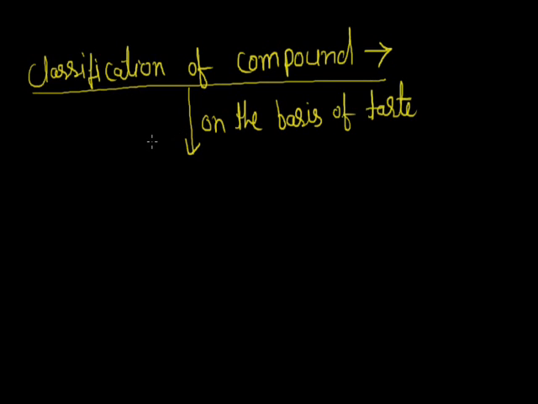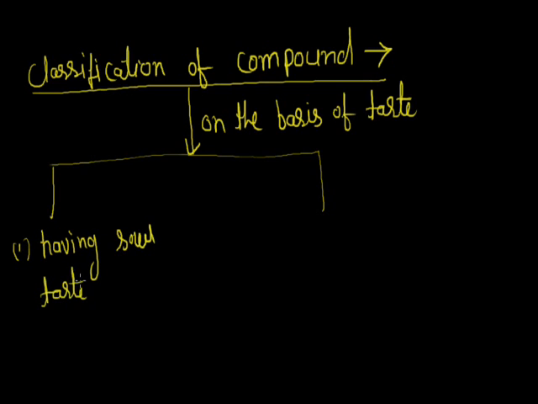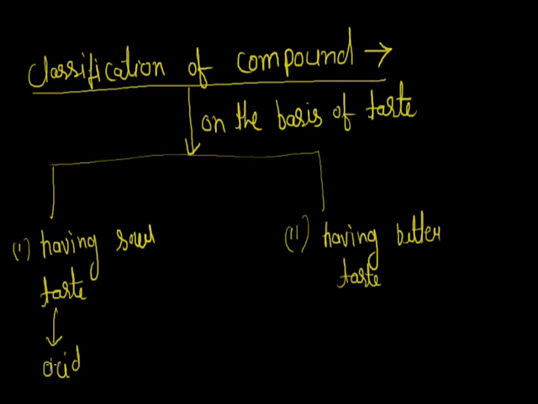On the basis of their taste, compounds can be classified into 2 categories. The first is compounds which are sour in taste, that is, compounds whose taste is sour. So the first category has a sour taste. And the second category has a bitter taste. Bitter means kadwa. The compounds which are sour in taste are termed as acids, and the compounds which are bitter in taste are termed as bases.